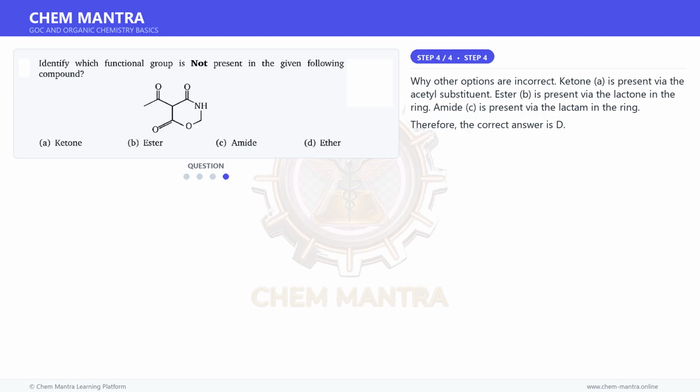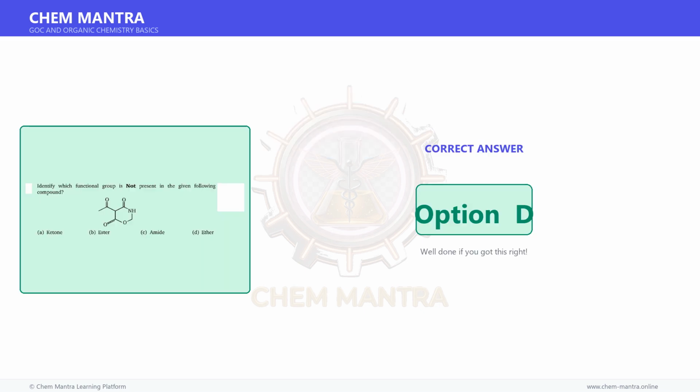And for the final step, why other options are incorrect? Ketone, A, is present via the acetyl substituent. Ester, B, is present via the lactone in the ring. Amide, C, is present via the lactam in the ring. Therefore, the correct answer is D.